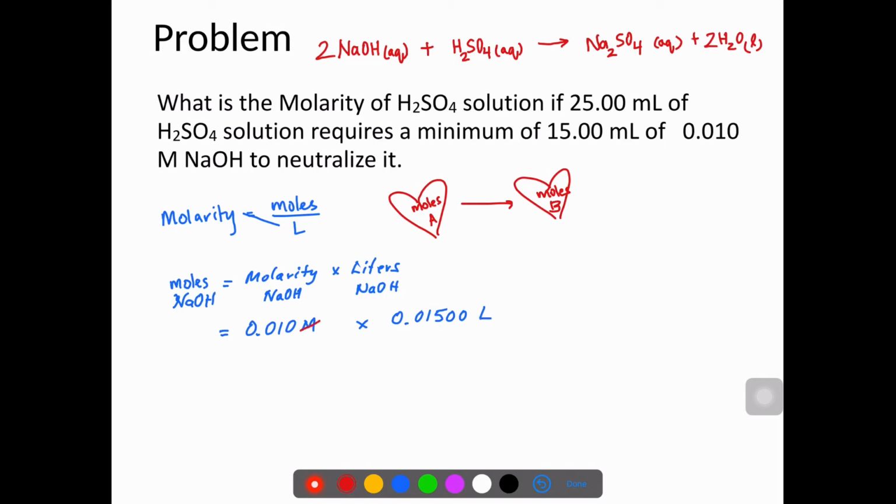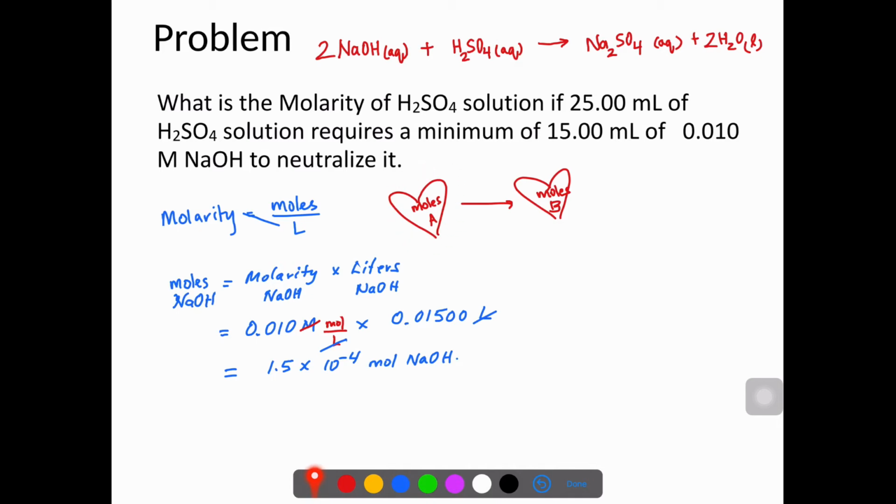Notice this molar unit, you can also rewrite it as moles over liter. It's the same thing. Molarity is moles over liter. So you can see the unit canceling out and getting moles. So here the number of moles is going to be 1.5 times 10 to the negative 4 moles of sodium hydroxide. Okay, we completed our first part.